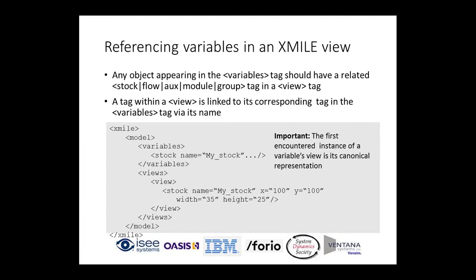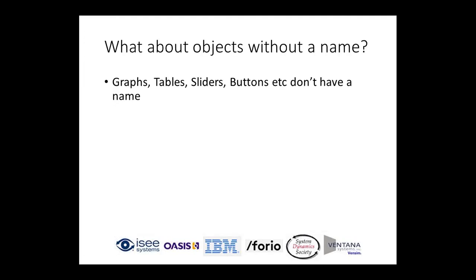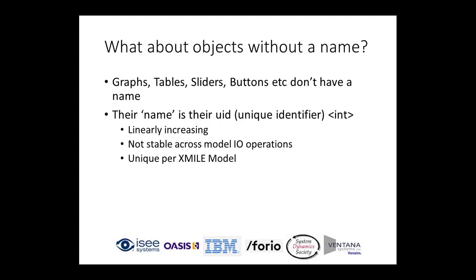So then what about objects that don't have names? Things like connectors or things like graphs and tables, how do we refer to them within a view? Like I just said, graphs, tables, sliders, buttons, they don't have a name. But for them, what we do is we refer to their unique identifier, their UID. It's a linearly increasing integer. It goes from 0 to int32 max, which is a special number for those of you who are technical. It's the highest number that can fit within a 32-bit integer.